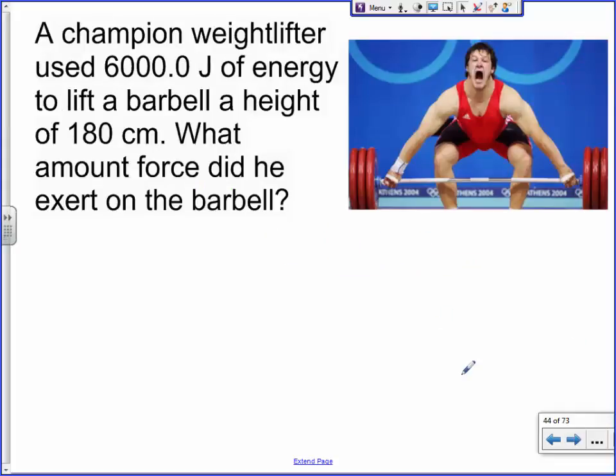Alright, here I throw in a twist. You got a championship weightlifter. He uses 6,000 joules of energy to lift a barbell 180 centimeters. What's my twist? Yeah, can you handle the centimeters twist? So let's find the amount of force.